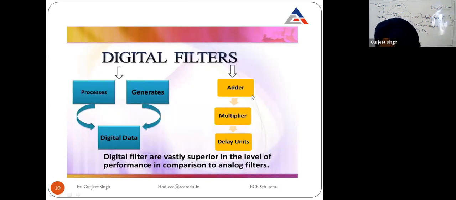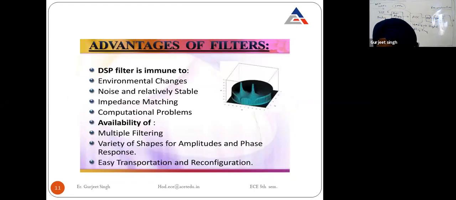Next, these are the advantages of the digital filter. We will process the data, we will generate the data, we will save this digital data, and there are a number of advantages. Using this digital filter is superior, and its performance is much better as compared to the analog filter. This digital filter we will discuss in detail in chapter number 4 of the DSP.